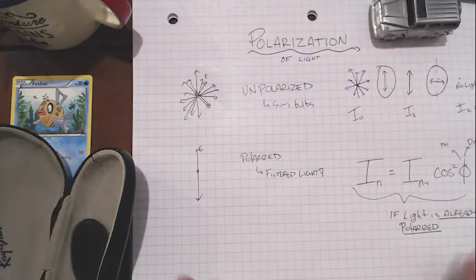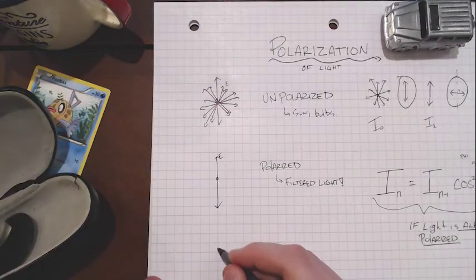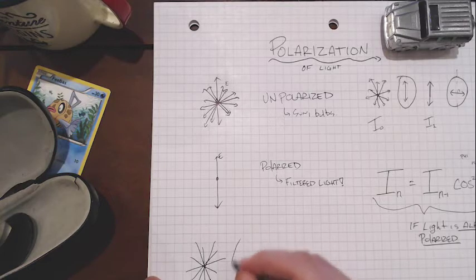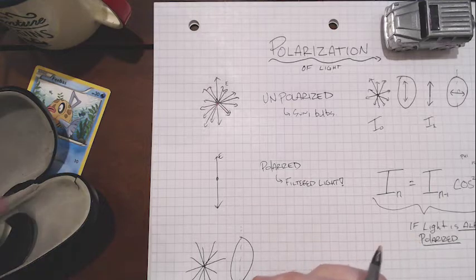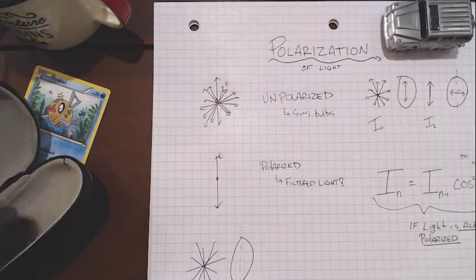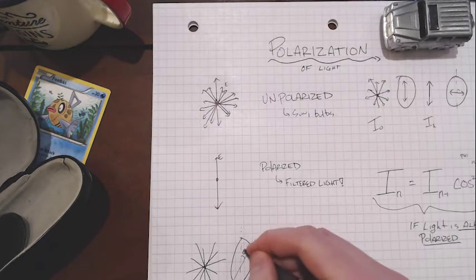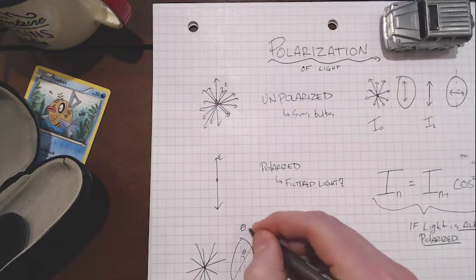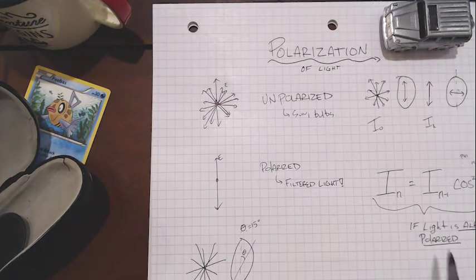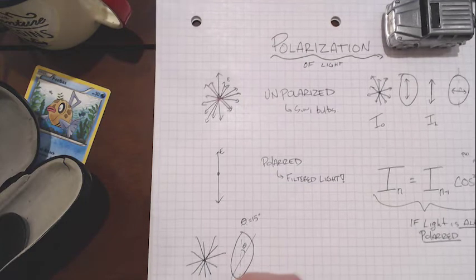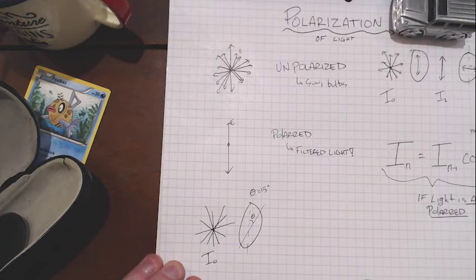So let's do an example here. Let's say we have some unpolarized light coming in here into our polarizing filter, and let's say that that polarizing filter is tilted at an angle of, let's say, 15 degrees. So this theta 1 here, we'll call it, is 15 degrees. Remember that, and also we have an intensity here of I naught.